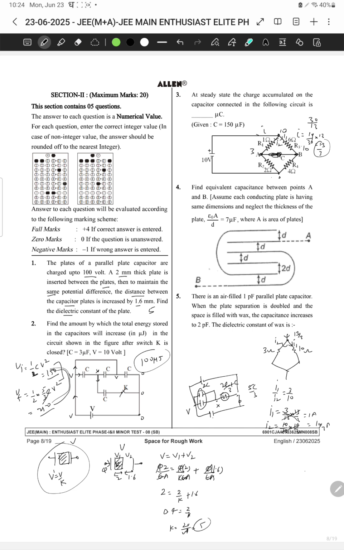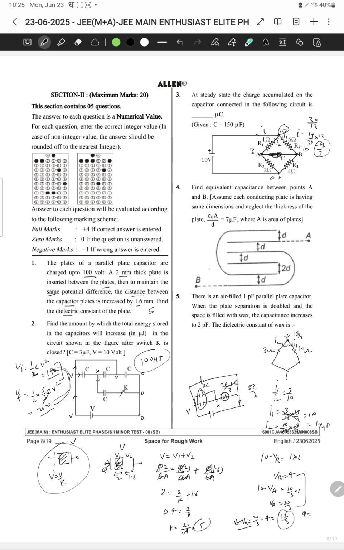So let's say it is 0 here, so it is 10. So 10 minus VB is equal to I1, which is 1 into 6. So VB equal to 4, and 10 minus VA is equal to 10 by 3 into 1, which is VA equal to 20 by 3. So now take a difference. So 20 by 3 minus 4, which is like 12 by 3, and this is the potential difference.